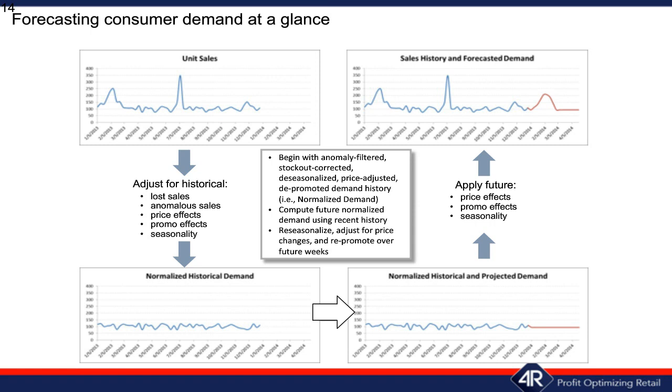But when focusing on consumer demand, retailers can strip out those lost sales, outliers, promotions, and seasonality in order to determine the true demand for a product. Once the retailer layers back in the future demand effects, a more accurate forecast can be determined.